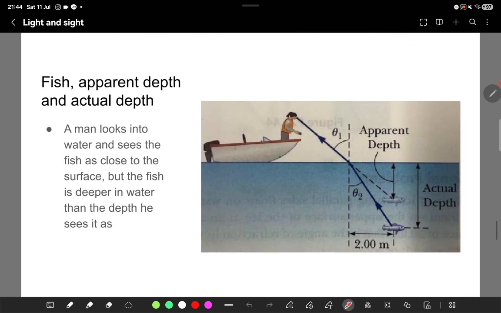The next slide. Fish, apparent depth, and actual depth. A man looks into water and sees the fish as close to the surface. This is the apparent depth. But then, actually, the fish is deeper in water because the human eye tricks the human itself to see the fish as higher up than it actually is. Therefore, that's where the actual depth comes in, and we can use proportions and ratios to calculate where the actual depth of the fish would be.